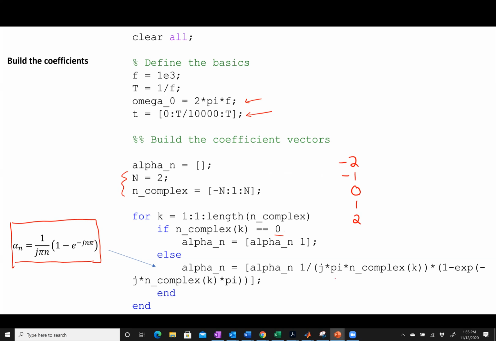Notice how I did that. I'm using this thing n complex of k. N complex was my n vector, which goes from minus N to N. The reason I called it n complex and not n is because somewhere else in my code, I actually have an n vector. So if you look at this, I go through that, and at that point, I've created my alpha n vector.